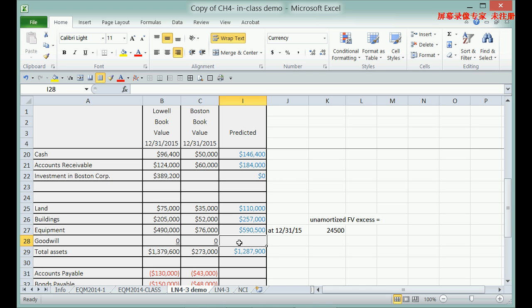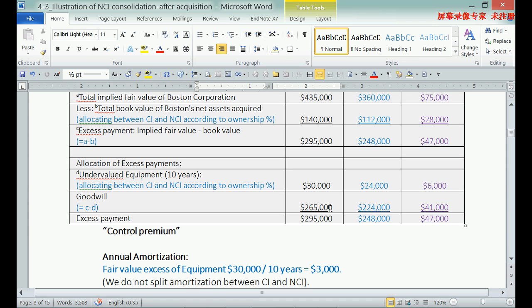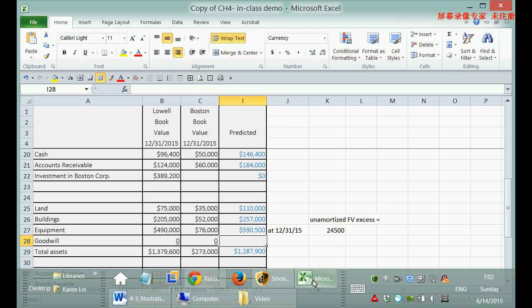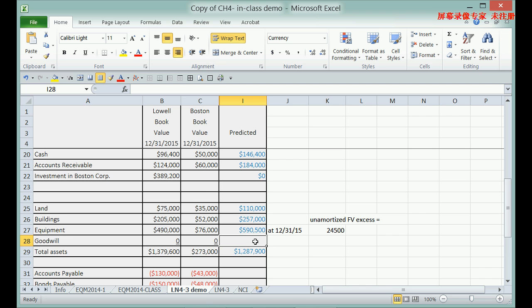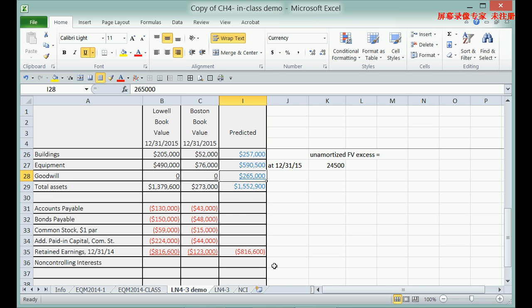Okay, goodwill would be from the allocation table, the goodwill of the whole group would be 265,000. We do not divide by CI and NCI because this is the financial status of the whole group. Remember, we are consolidating 100% of the subsidiaries' assets and liabilities to the consolidated financial statements.